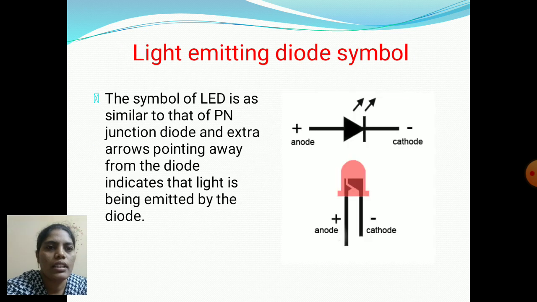Let us see how it works. Here is the electronic symbol for light emitting diode. It's just like a PN junction diode to which two arrows were added. These arrows imply that light energy is emitted out.